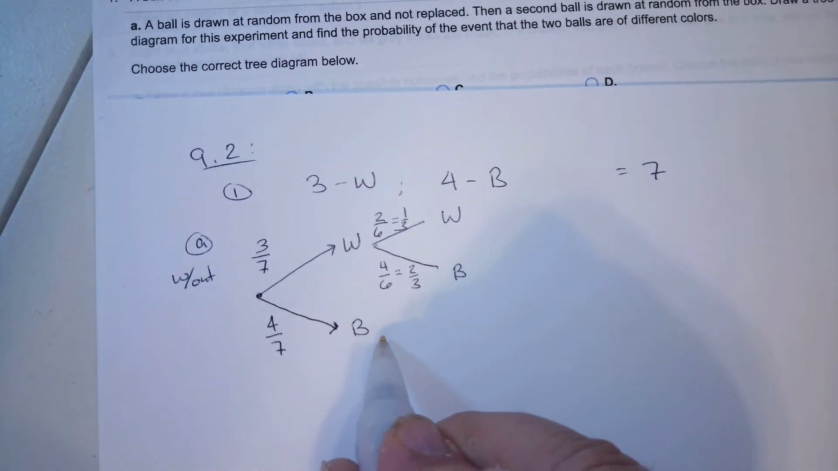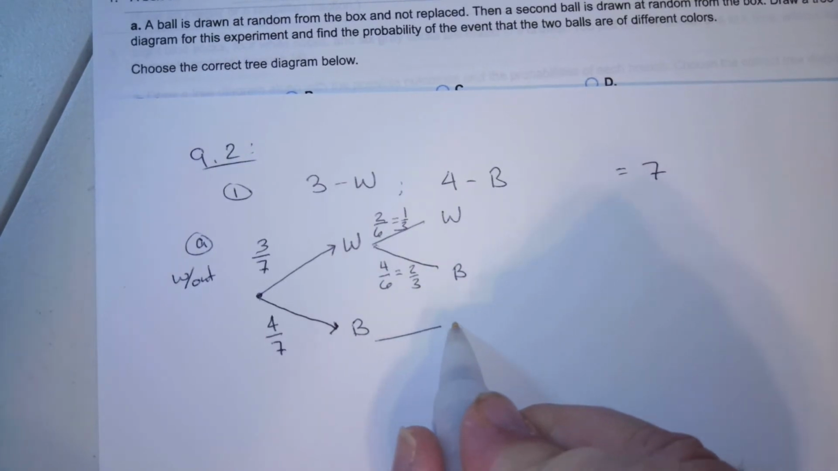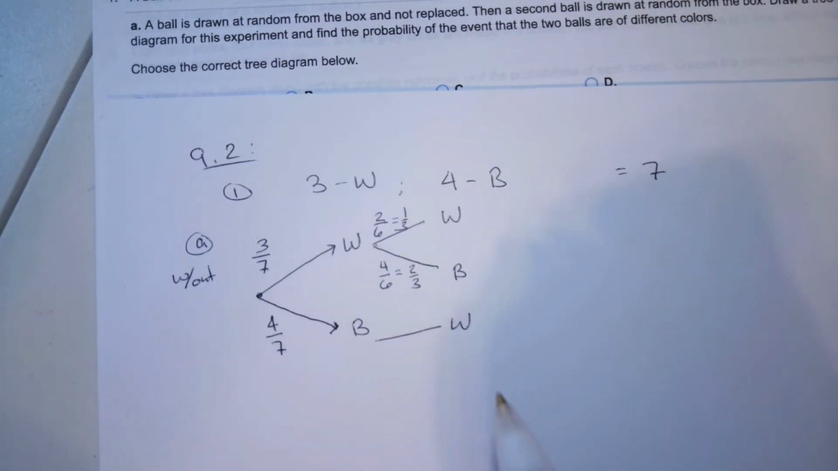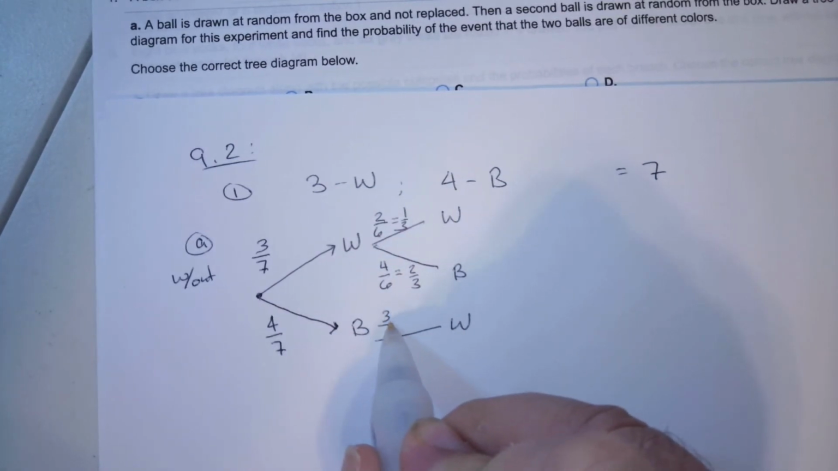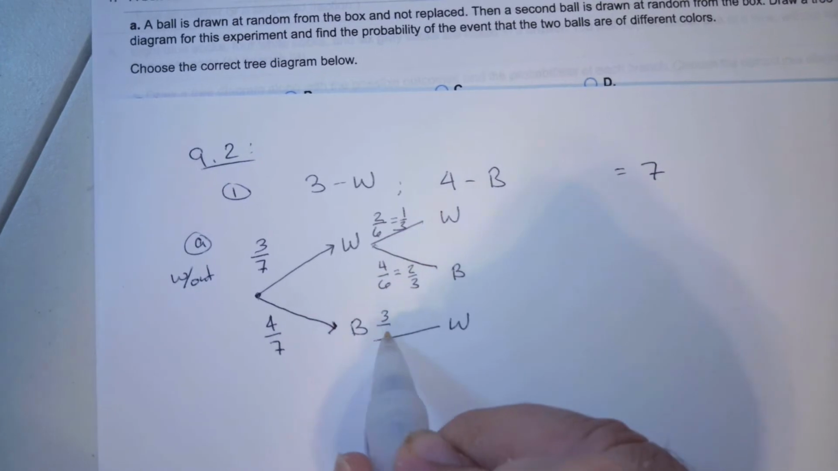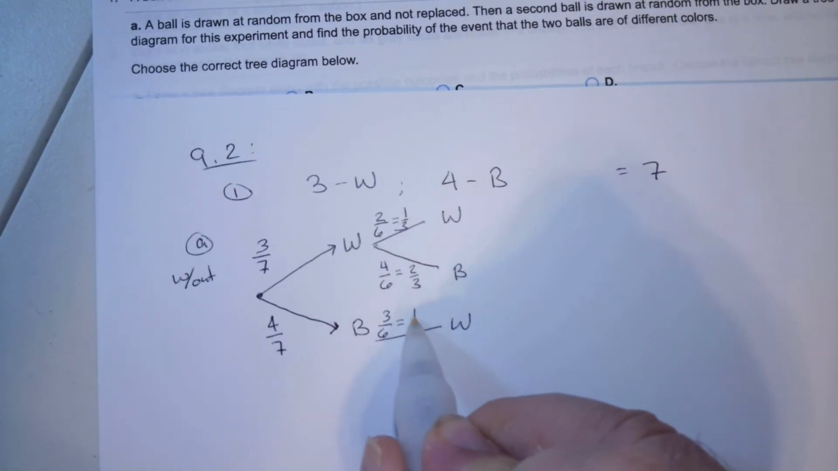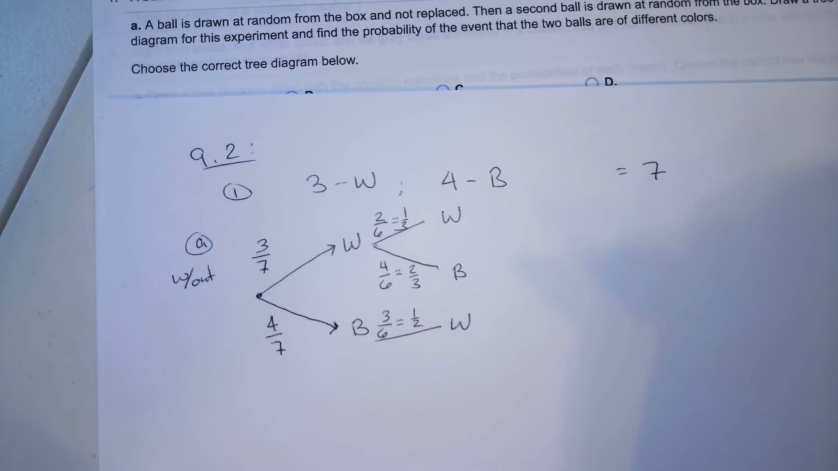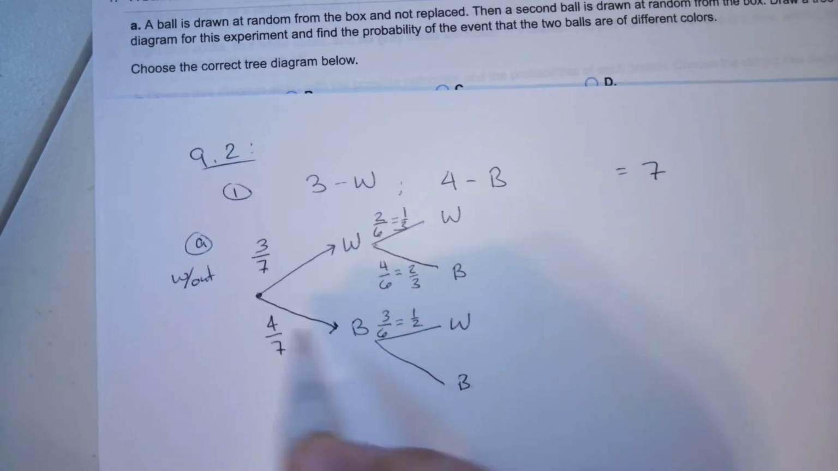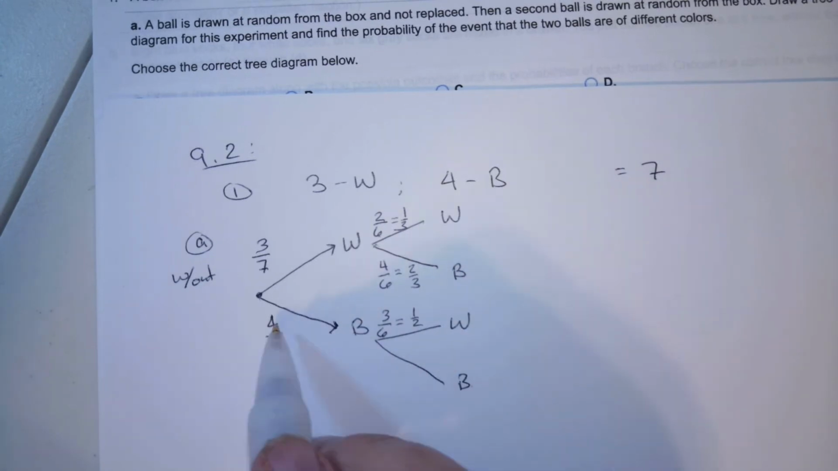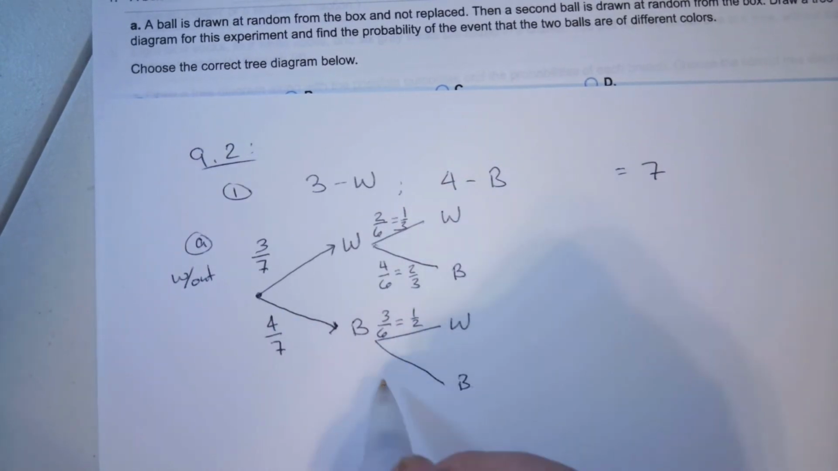Now let's look at the other side. If we drew a black ball on the first one, and on the second event we drew a white ball, since we drew a black, we still have 3 white balls, and we kept the first one, so we only have 6 left. That simplifies to 1/2. If the first ball was black and the second ball was black, we lose 1 from the black, so we have 3, and we lose 1 from the total, so it's 3 over 6, which makes it 1/2.